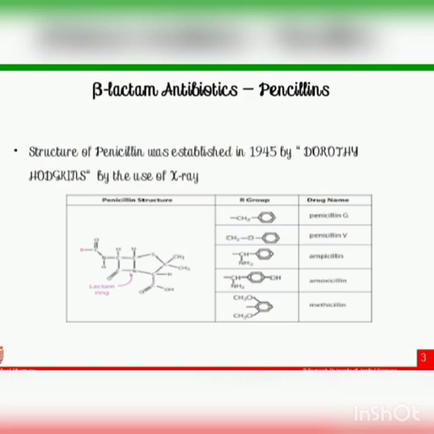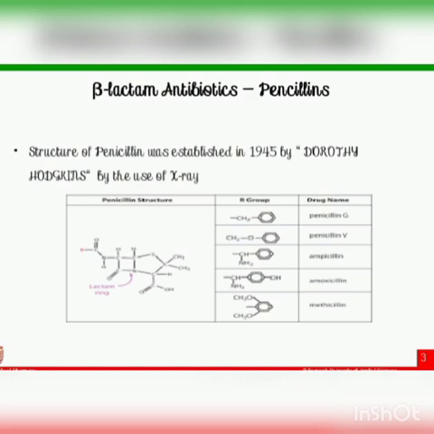Next, penicillin V. It's also called phenoxymethylpenicillin. Next, ampicillin. It is D-alpha-aminobenzyl penicillin, in which an amino group and benzyl group are attached. Next, amoxicillin, in which an amino group and, at the para position, a hydroxybenzyl group are attached.